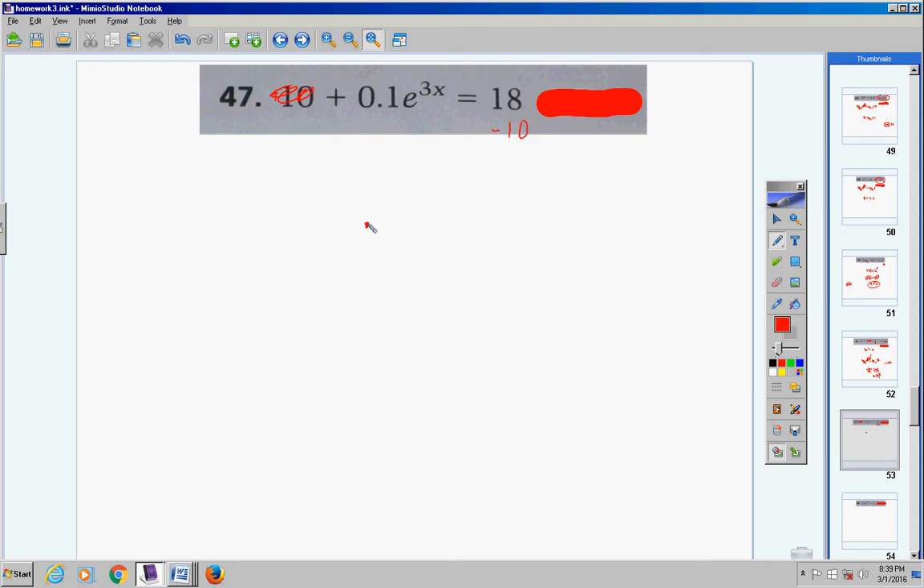So 0.1 e to the 3x equals 8. Now divide both sides by 0.1. These cancel and you're left with e to the 3x equals 80. Now, is my exponential isolated? Yes, it is. So the next step is to write both sides with the same base. Obviously, it's not going to happen, so we're going to move on. Take the logarithm of both sides. So logarithm, then equal sign, then logarithm.